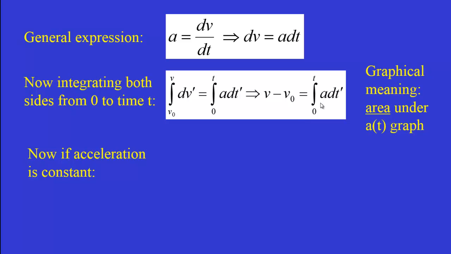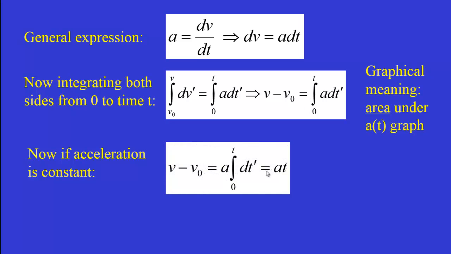So if the acceleration is constant, then it's not changing with time. It has a single value, and we can therefore take it outside of the integral. And so this simplifies the results significantly. So we find that the change in the velocity is equal to the acceleration times this change in time integral, and that's just t minus 0, or just t.